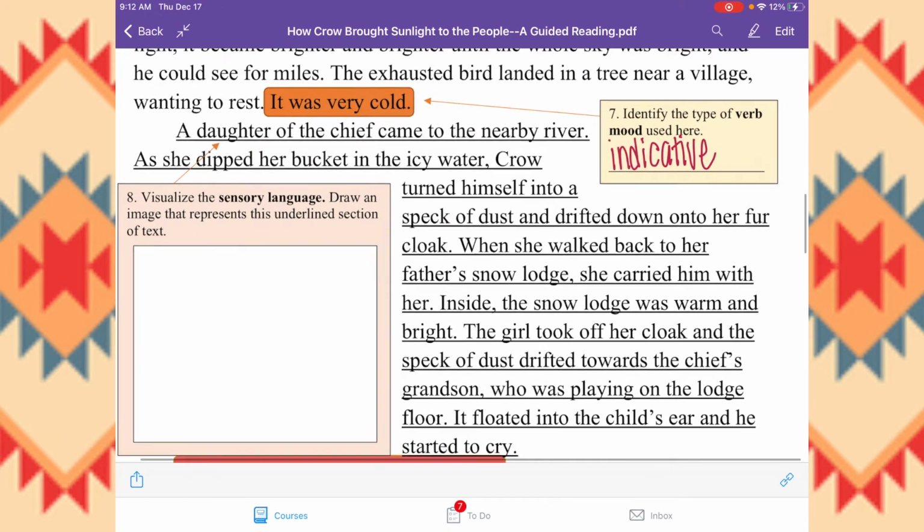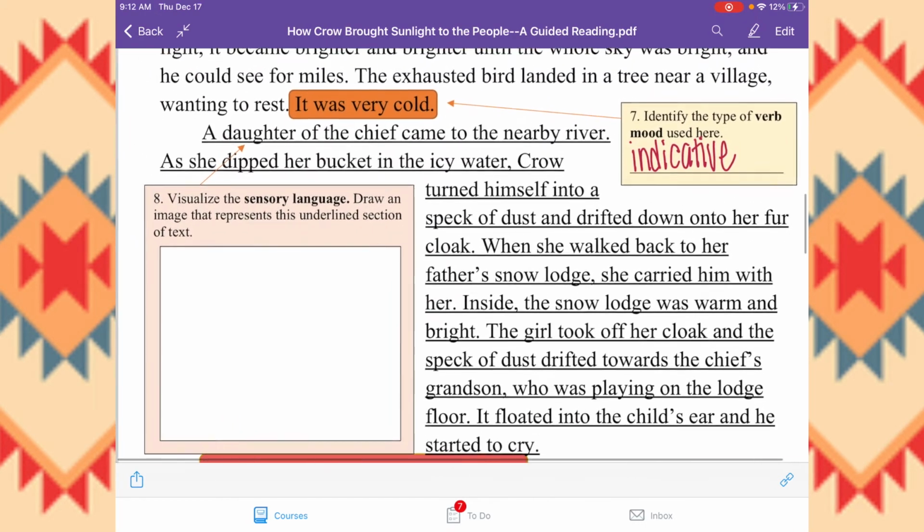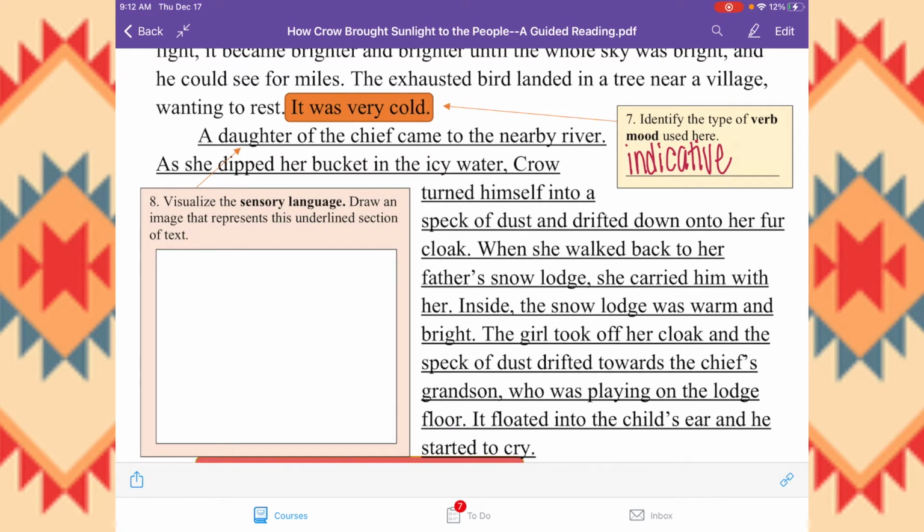Okay, so here for number 8 is for my artistic folks. You're going to visualize the sensory language. So there's a lot of visual description, sensory language here in the underlined portion. There's lots of things that we could draw to help us visualize what's happening.